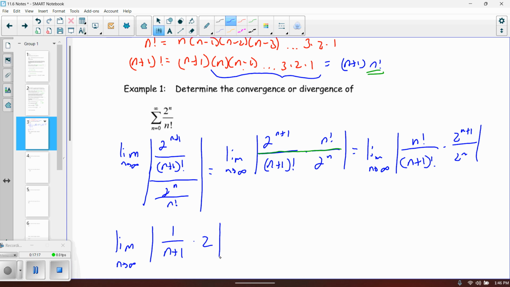And now we can actually apply the limit. We can take the limit because we're not going to get some form of infinity over infinity or something like that. So now basically you have the limit as n goes to infinity of 1 over n plus 1. That, of course, goes to 0. 0 times 2 is still 0. So that limit is 0. And 0 is definitely a number which is less than 1. And because what we just got for our limit is less than 1, this series is convergent.